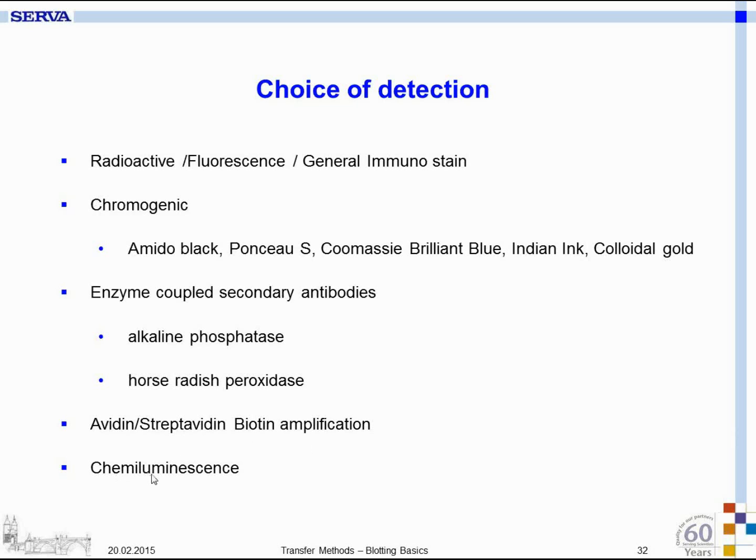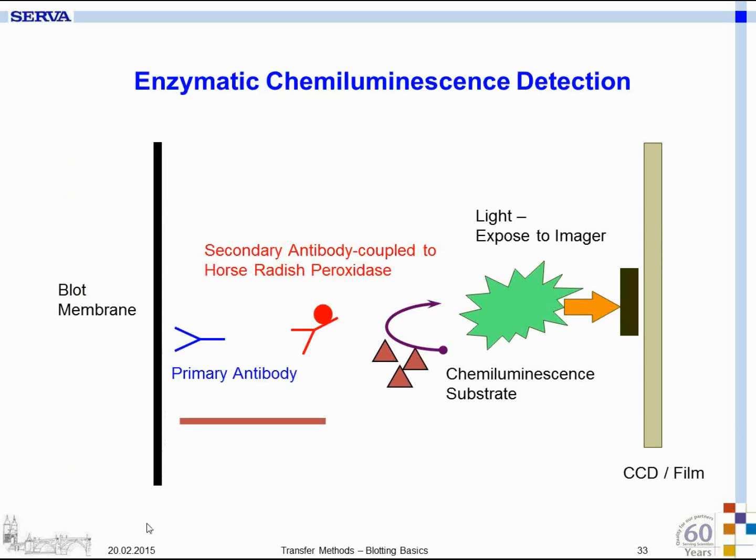This is by far the most sensitive detection technique, usually also based on horseradish peroxidase coupled secondary antibodies. Here is an example. There's a blot membrane. Here you have the primary antibody. Here is the secondary antibody coupled to horseradish peroxidase, and then you have a chemiluminescence substrate bound to the horseradish peroxidase, which on the reaction produces light.